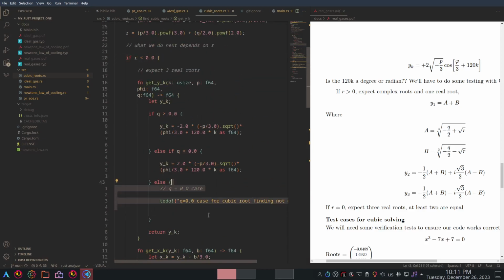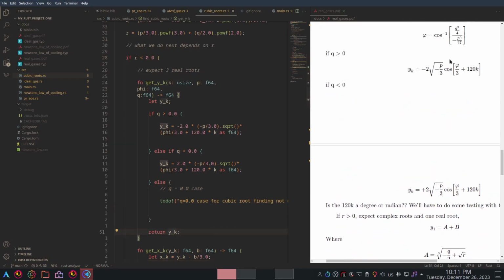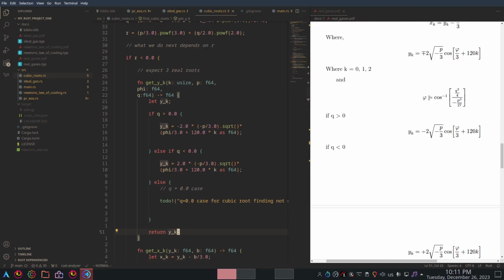And in that case, we want to sort out the q equals to 0 case. Now, q equals to 0 will imply right here that phi will be cosine inverse or arc cosine of 0, because q here is in the numerator. So what we are dealing with here is the arc cosine of 0, and that will determine phi.